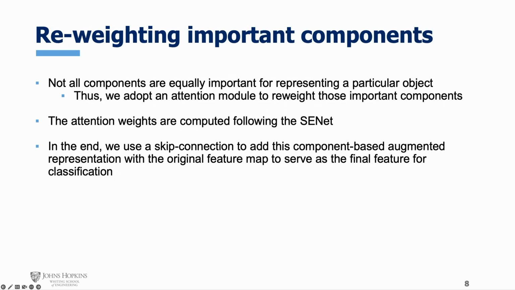In the end, as not all components are equally important for representing a particular object, we adopt an attention module to re-weight those important components. The attention weights are computed following the SENet way, and in the end we use the skip connection to add this component-based augmented representation to the original feature map to serve as the final feature.